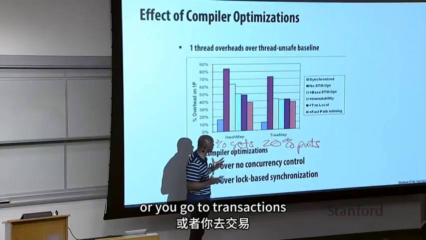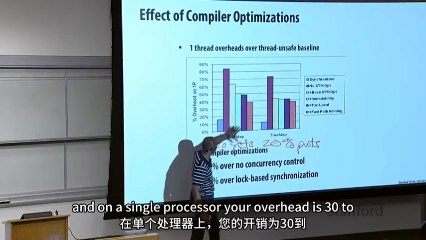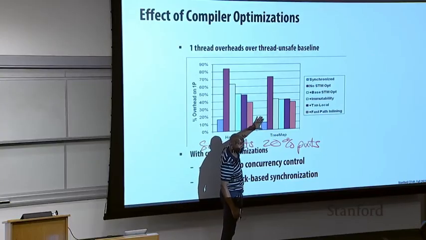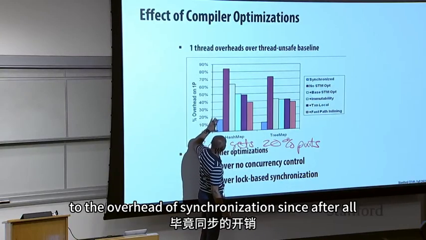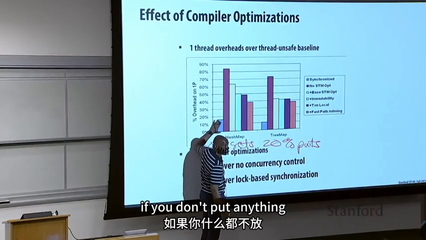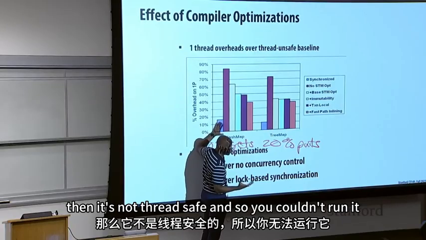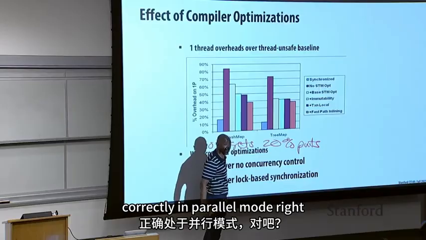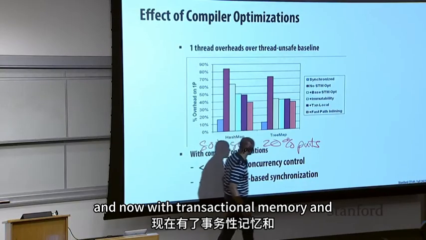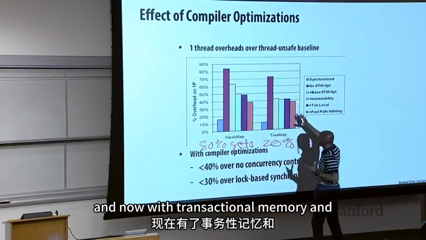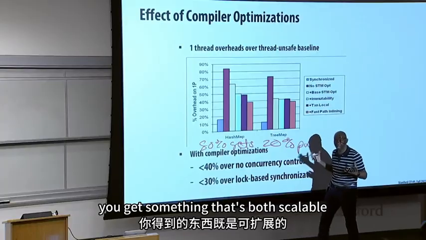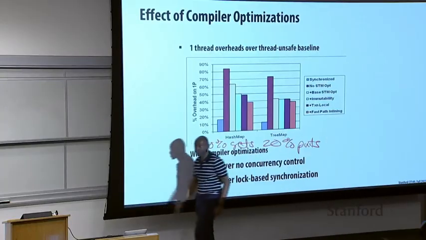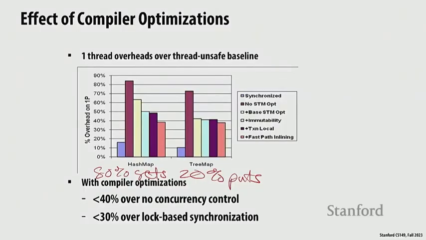Or you go to transactions, and on a single processor, your overhead is 30 to 40%, but you really should compare it to the overhead of synchronization, since after all, if you don't put anything in your code, then it's not thread safe, and so you couldn't run it correctly in parallel mode, right? And now with transactional memory and compiler optimization, you get something that's both scalable with reasonable overheads. Okay.